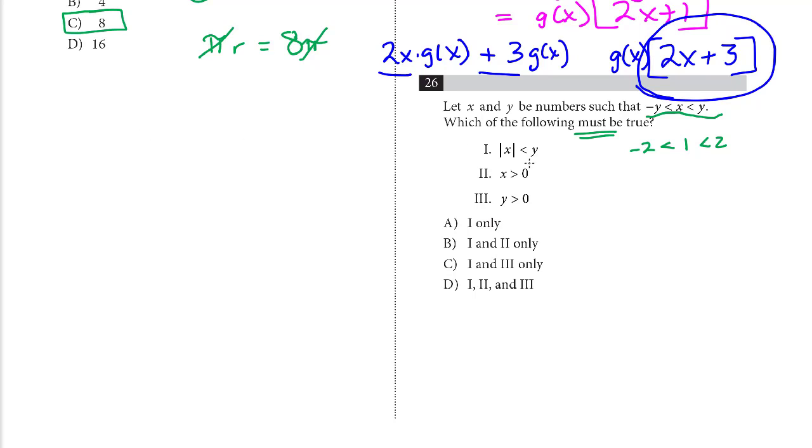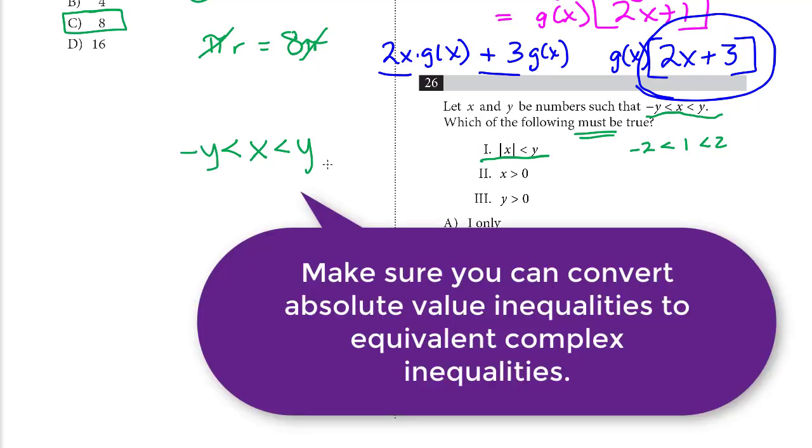Roman numeral number 1. Absolute value of x is less than y. Well, I can express an absolute value as a compound inequality. I solve for the positive and negative case. So x is less than y, that's my positive case, and x is going to be the opposite of that, or greater than negative y. Well, guess what? That absolute value inequality is exactly the same thing as our given inequality in the problem. So for every case, they are the same. Therefore, 1 must be true.